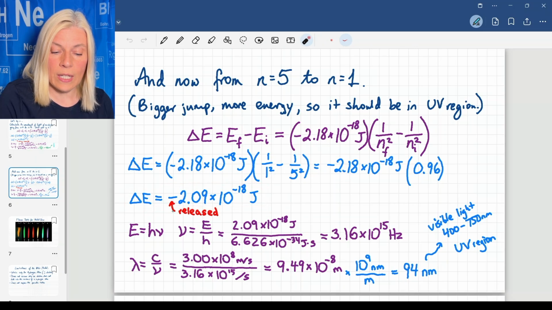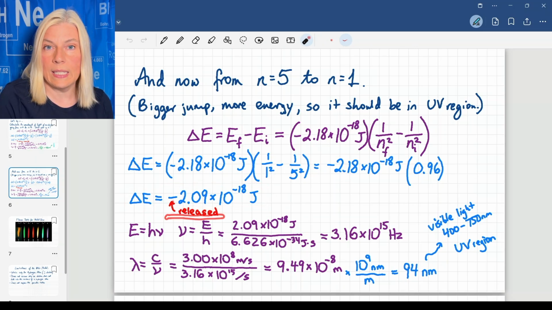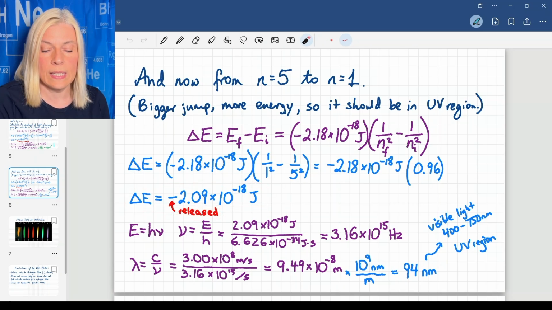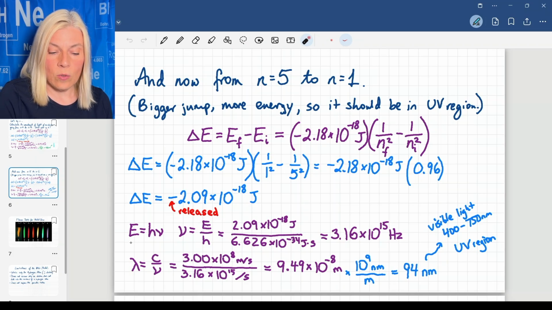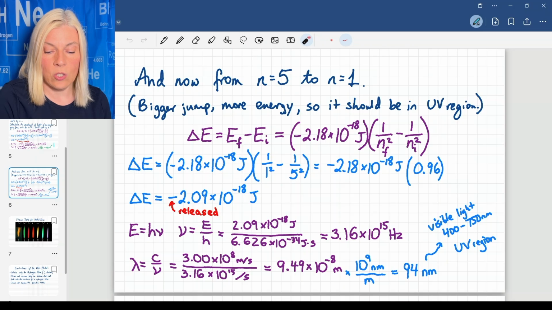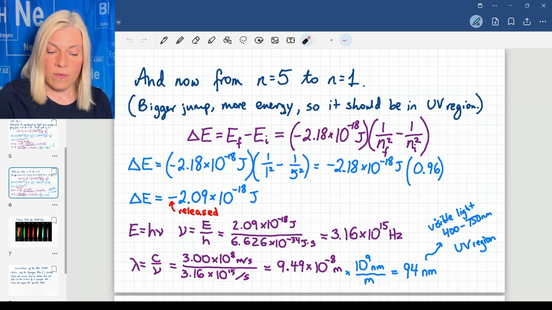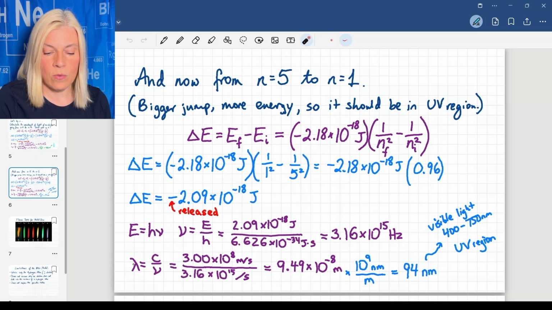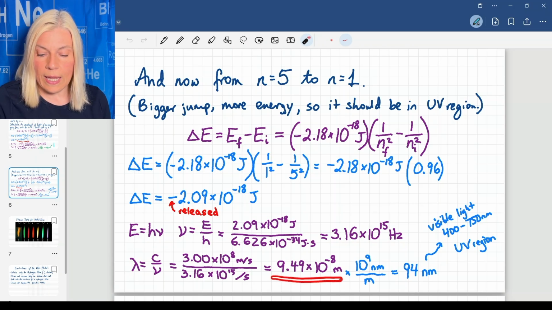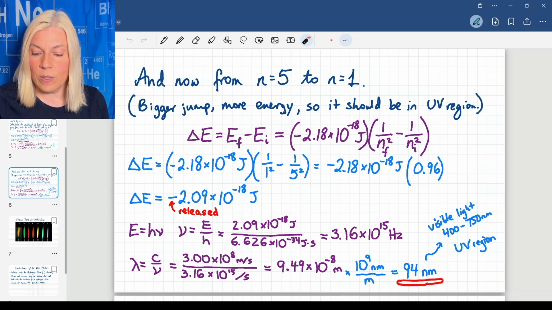Again, your energy is negative, which tells us that energy is released. And you plug into our energy is directly proportional to frequency, E equals h nu, and you will get your frequency. And then speed of light, c equals lambda nu, plug this in, you will get the wavelength, and it's 94 nanometers. Well, 94 nanometers, let's think about it.